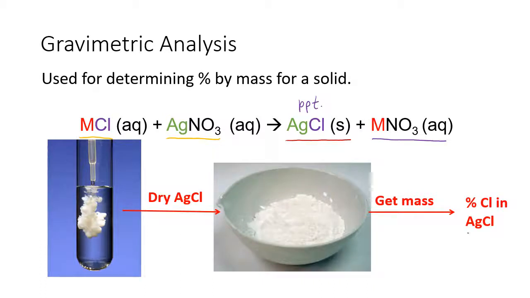Imagine we want to get the mass of it in order to figure out the percent of chloride in that silver chloride. All of the chloride that we started with in our metal chloride aqueous solution must have ended up in the silver chloride precipitate. So we can work backwards to figure out how much of the chloride was in our unknown metal chloride initially.